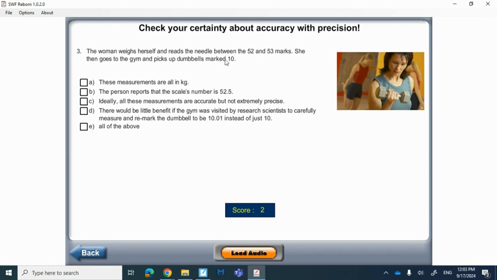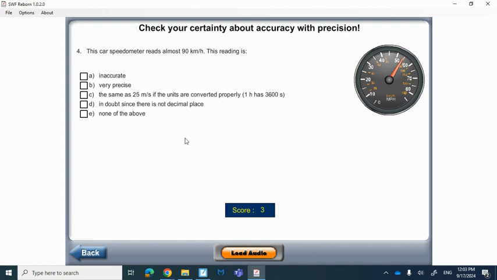Question: we have a person who says they measure the needles between 52 and 53, picks up dumbbells and they mark 10. So measurements all in kilograms. Yeah, sounds about right. Person reports the numbers, the scale is 52.5. That sounds reasonable. Ideally, these are accurate, but they don't need to be extremely precise. Makes sense, right? You pick up a 10 kilogram weight, it doesn't have to be exactly down to the 5th decimal place or anything. There'd be little benefit at all if it included decimal places. I kind of agree with all of those, right? It's kind of weird to have the masses labeled down to the 5th decimal place or something.